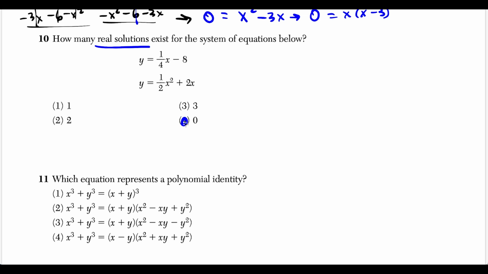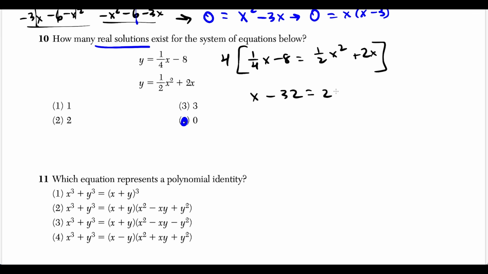So this is going to be choice 4, but let's say this is bothering you and you're like, wait, how do I know they're never going to cross? Well, one thing you could do here is set them equal to each other like this. So I just set both equations equal like so. And then I would multiply everything by 4 just to get rid of the fraction. So that would give us x minus, and then 4 times 8 is 32, equals 4 times 1/2, which is 2, so I have 2x squared, and then 4 times 2x is 8x. And then here I would move everything to one side, so I have minus x on both sides, and then plus 32 on both sides.